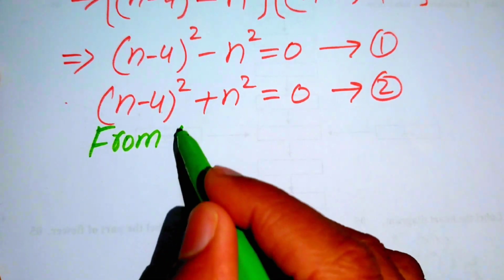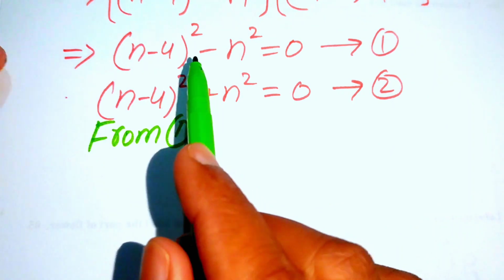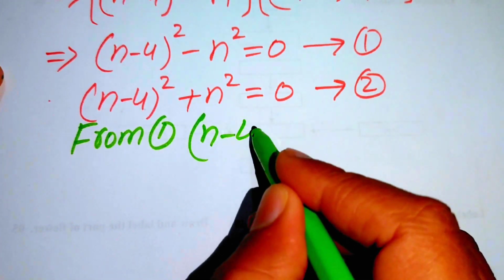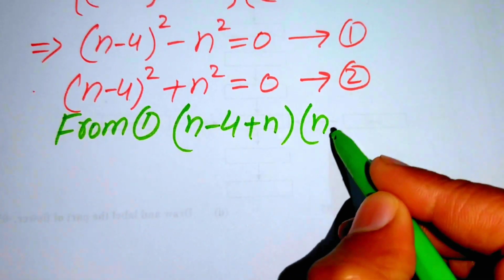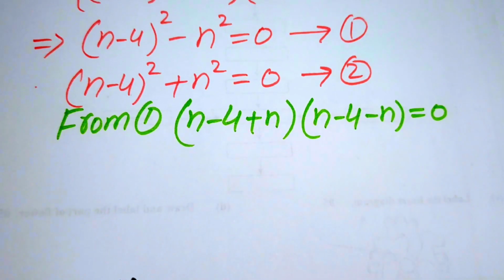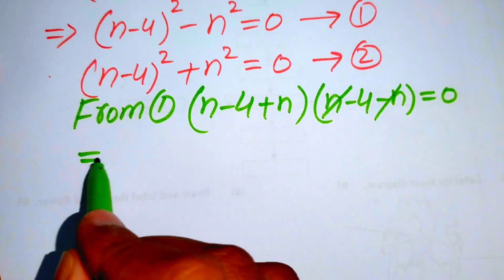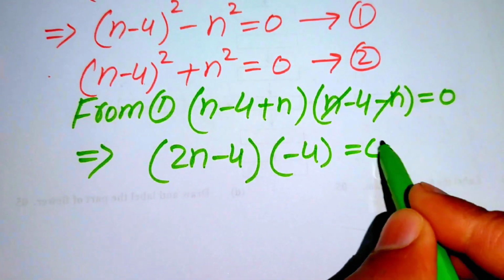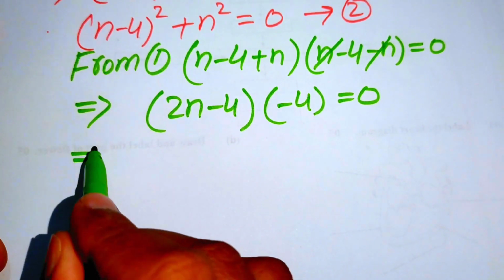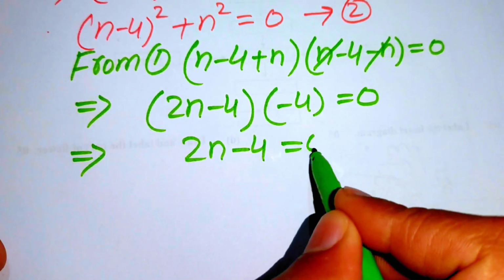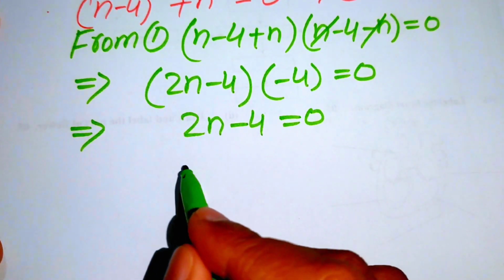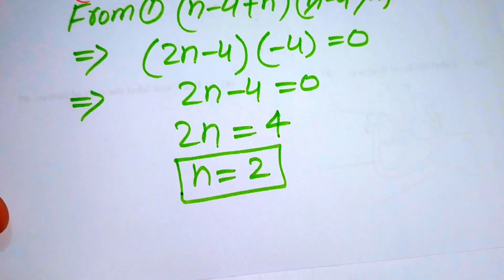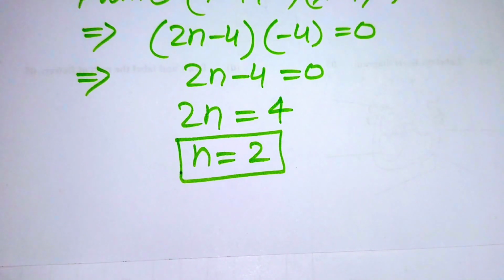From equation 1 we have (n - 4)^2 - n^2. Here we use the square identity again, and we write equation 1 as (n - 4 + n)(n - 4 - n) = 0. You see that the n terms cancel in the second factor, and adding n and n in the first factor, you get (2n - 4) times (-4) = 0. We divide both sides by -4 and get 2n - 4 = 0. Moving the -4 to the right-hand side, we get 2n = 4, so n = 2. This is our first value of n from case number 1.